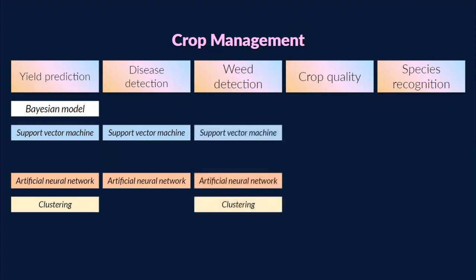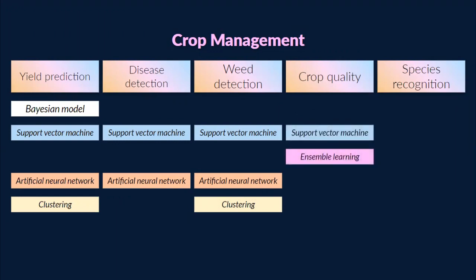Then there is weed detection, which applies the same as disease detection and yield prediction, with the add-on of clustering. Next, for crop quality, support vector machine and ensemble learning have been applied as learning models. And last but not least, artificial neural network models have been applied in species recognition. So from crop management, we get to know that artificial neural network is the main and most applied learning model, followed by support vector machine.